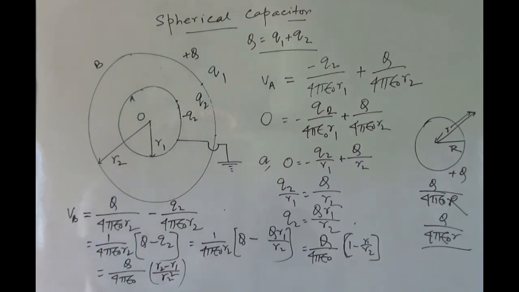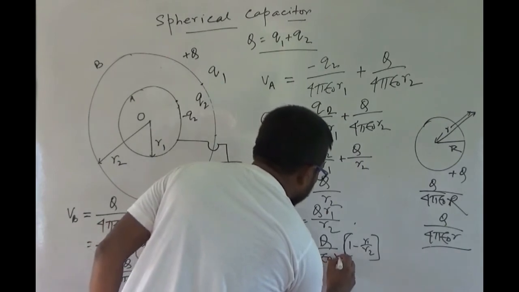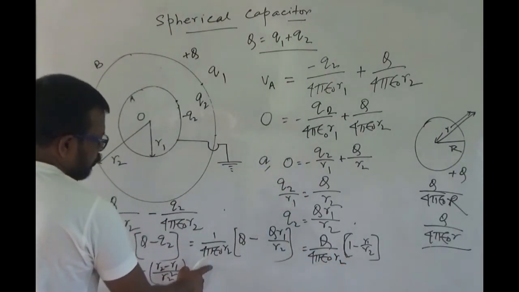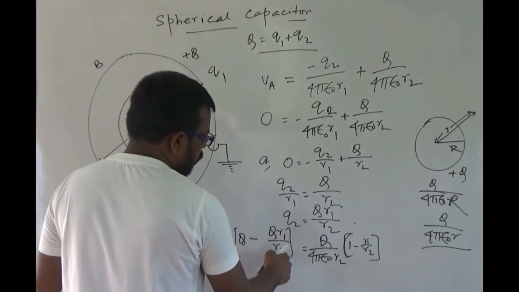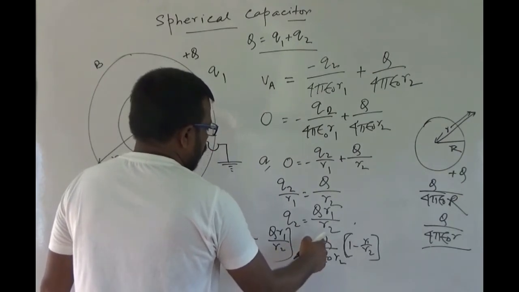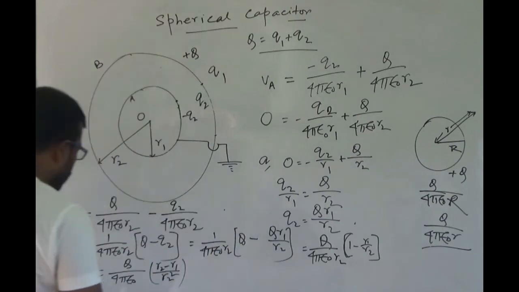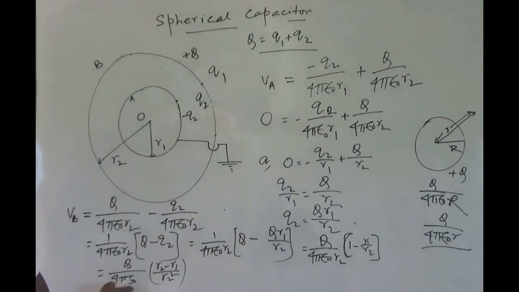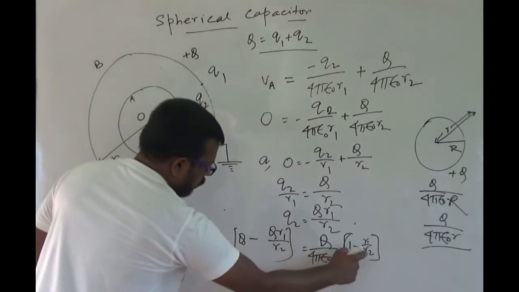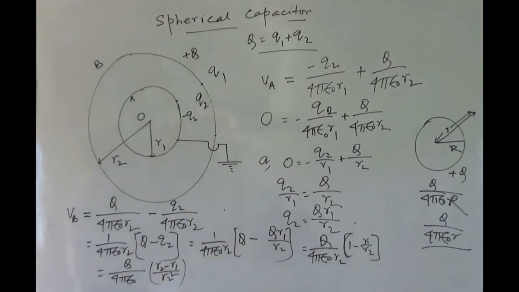Is it clear? We have to put here also R2. 1 by 4 pi epsilon naught, Q minus Q R1 by R2. That means Q by 4 pi epsilon naught R2 times 1 minus R1 by R2, or Q by 4 pi epsilon naught times R2 minus R1 divided by R2 into R2, that is R2 square.